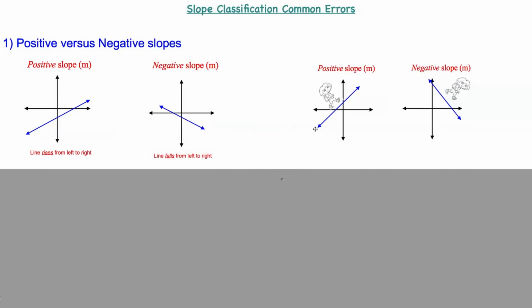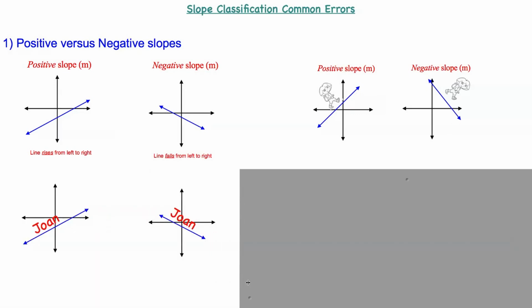So you can think about this as if you're climbing up a hill from left to right, then that's a positive slope, as opposed to going down a hill, which is negative. So positive going up the hill, negative going down the hill.